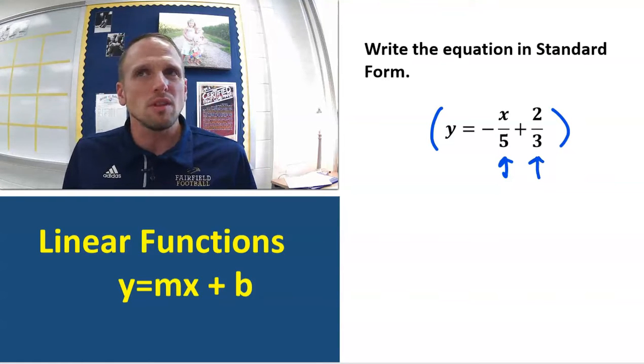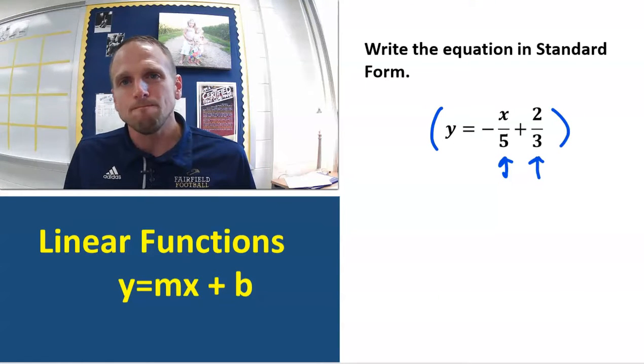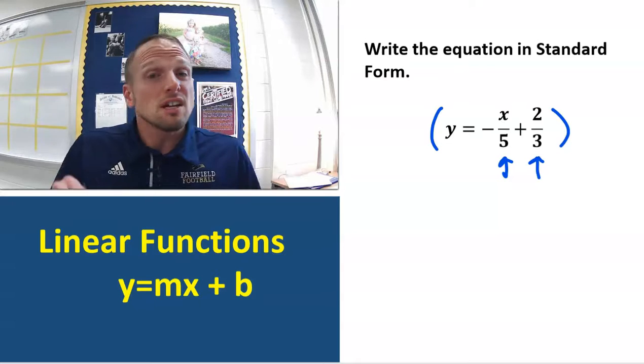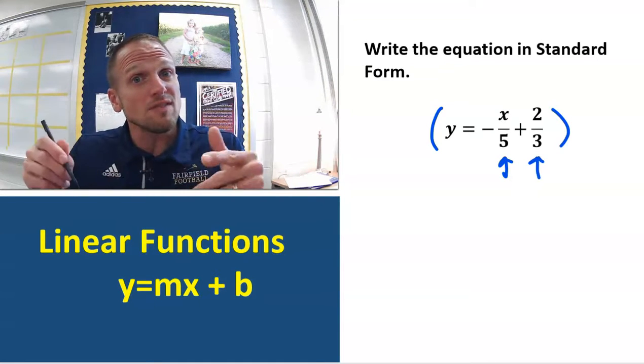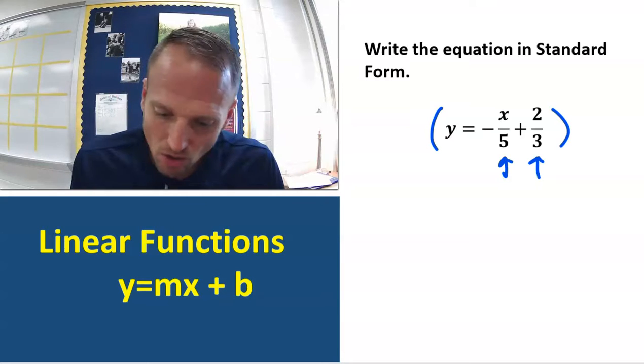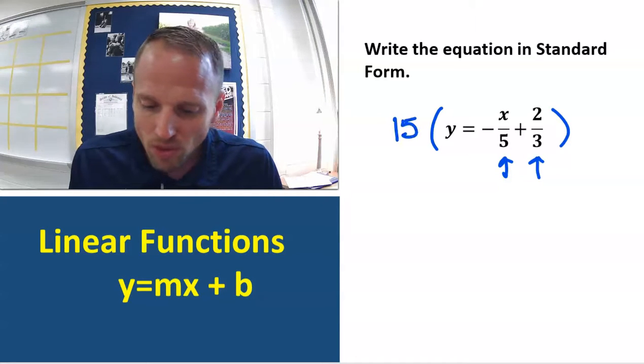So can you think of a number that divides by 5 and 3? If you're stuck, just multiply those two numbers together and see what you get. That's going to be your answer. 5 times 3 is 15. So let's multiply this whole thing, both sides, by 15.